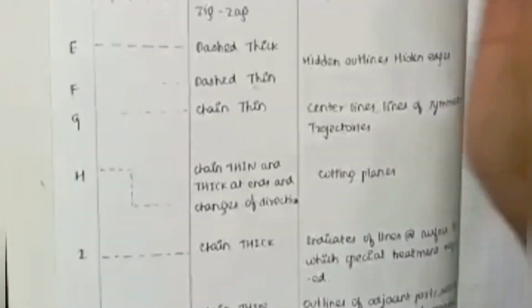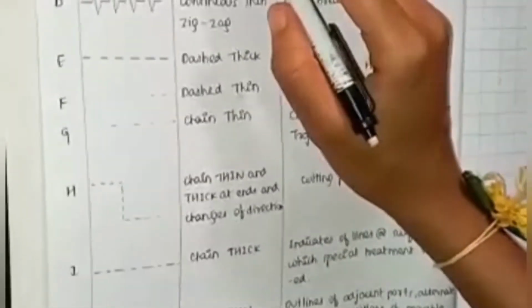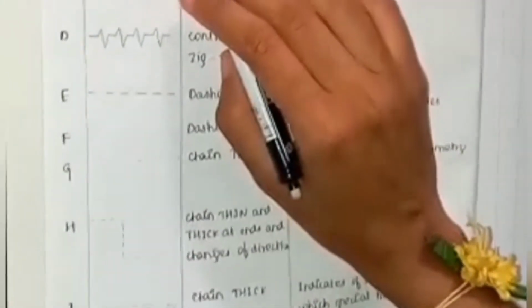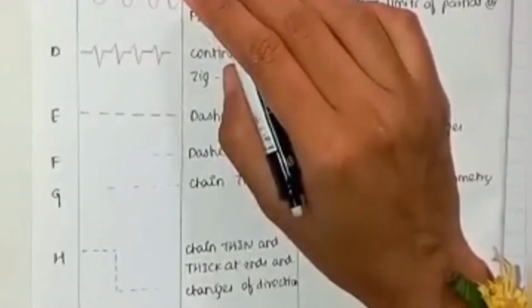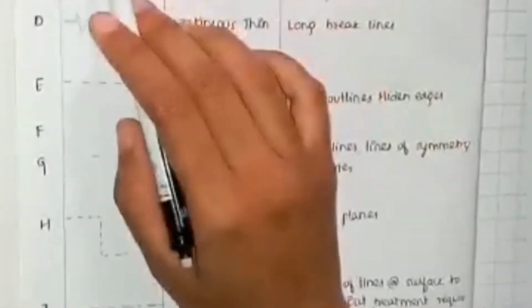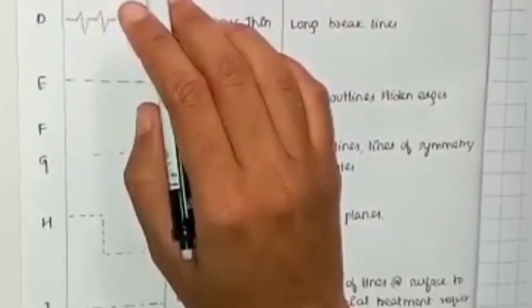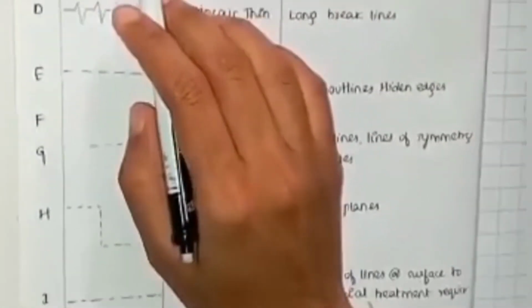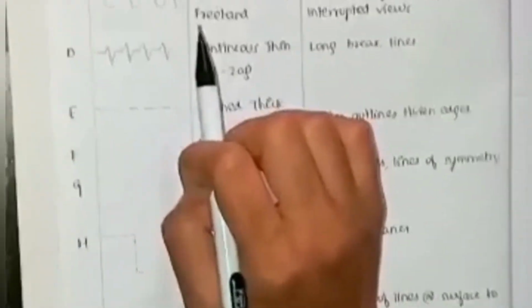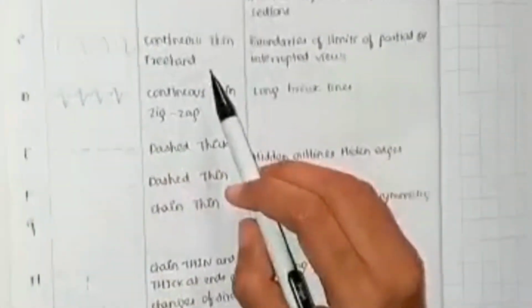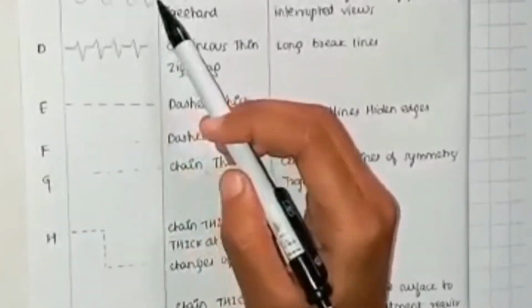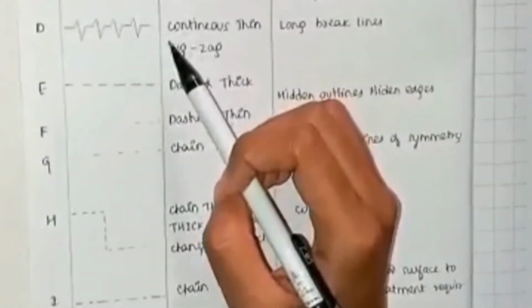Coming back to my topic, firstly I want to choose the continuous thick line. We can observe, it is nothing but a visible outline or a visible edge line. Then the next topic is the continuous thin line. It is a visible line which has dimension lines, projection lines, leader lines, imaginary line of intersection, outline of revolved sections. Then coming to the continuous thin freehand line, we can observe sinusoidal waves, boundary of limits of partial or interrupted views.